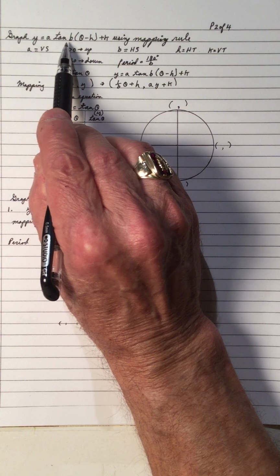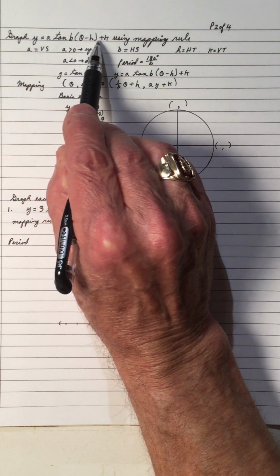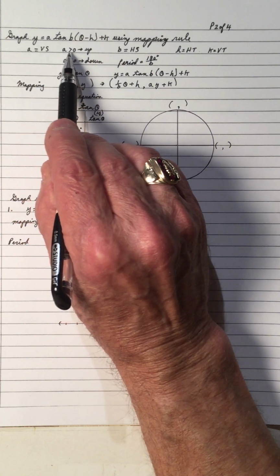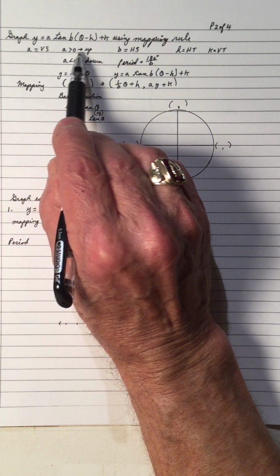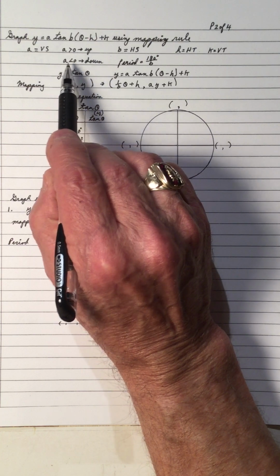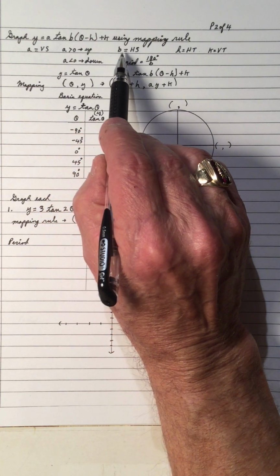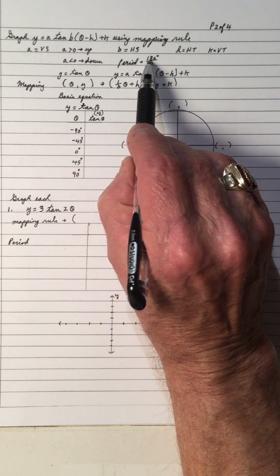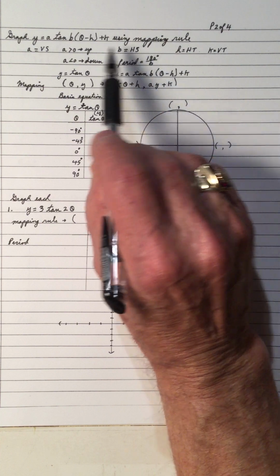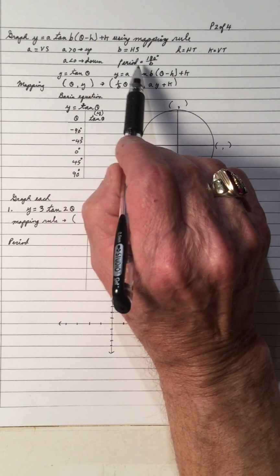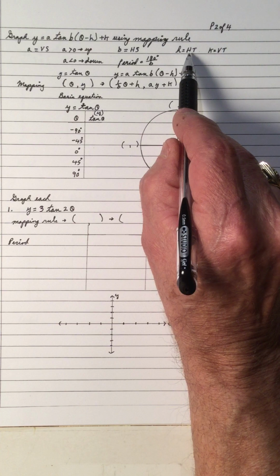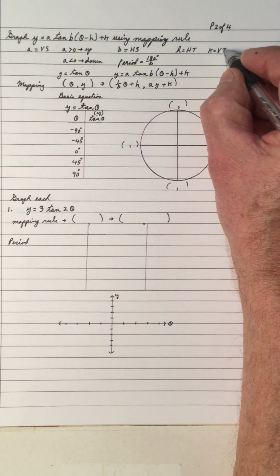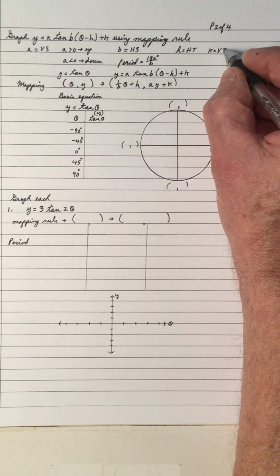Graphing y equals a tan b theta minus h plus k using the mapping rule, where a is the vertical stretch. If a is greater than 0, tan is up. If a is less than 0, the tan is down. b is the horizontal stretch, and the period is 180, which is the period of tan, divided by b. And h is the horizontal translation, and k is the vertical translation.